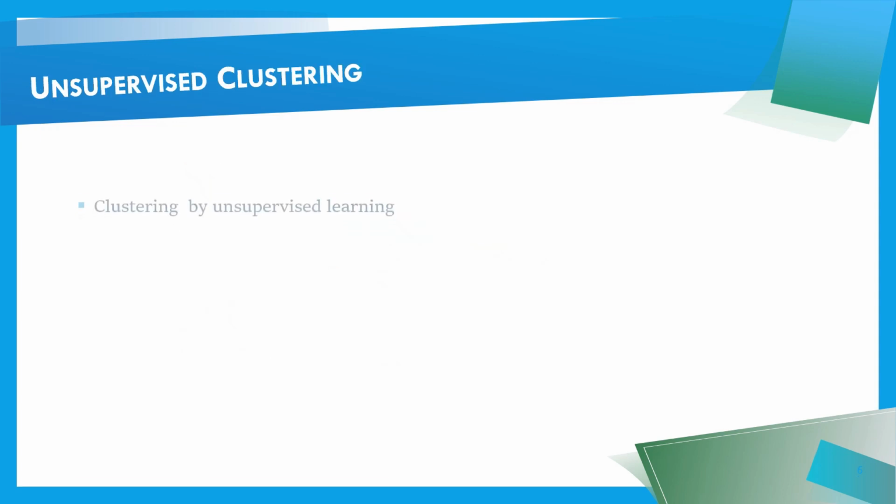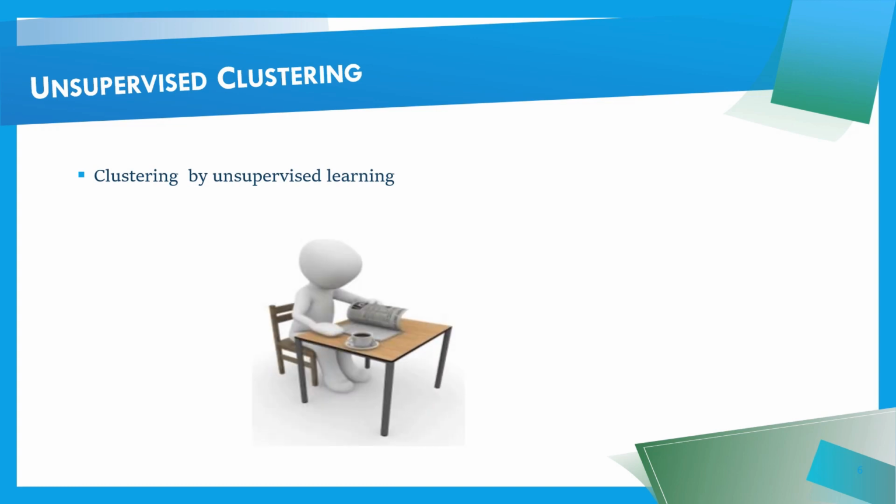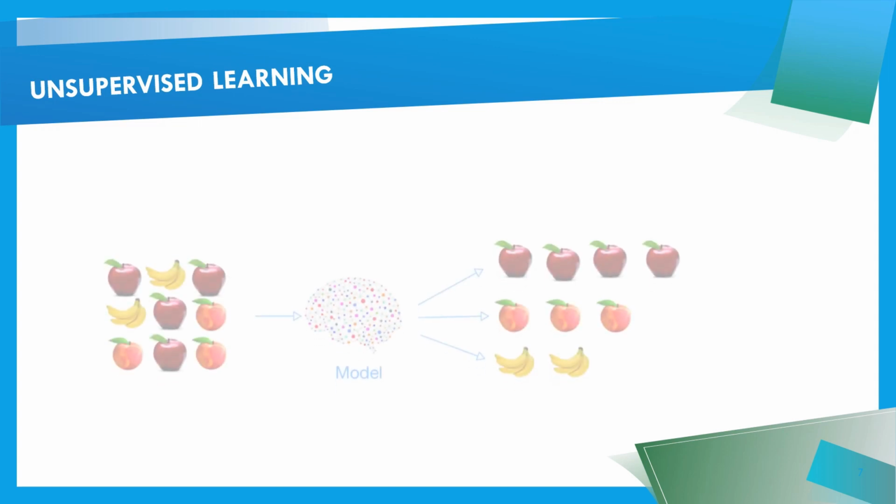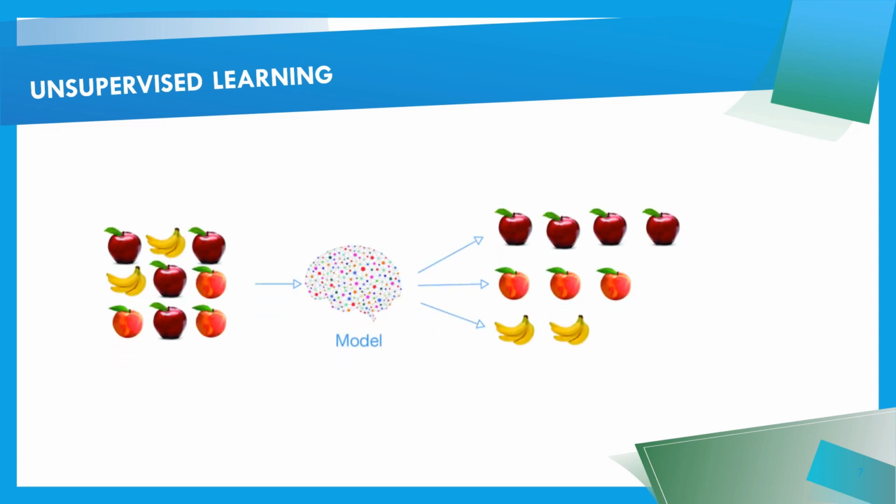If clustering is done by unsupervised learning procedure, it is known as unsupervised clustering. It is like students learning by themselves without the help of teachers. Unsupervised learning groups a given collection of unlabeled data into meaningful clusters. It discovers hidden patterns, structures, and relationships within the data, so that data within a cluster are more similar to each other and data belonging to different clusters are as dissimilar as possible.